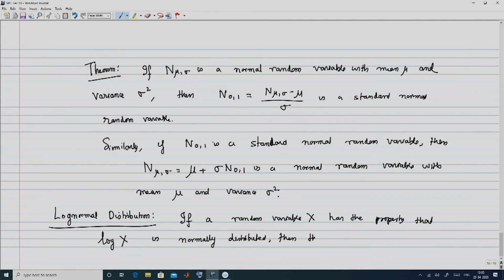then the random variable x is said to have log normal distribution. So, this means that if you have a random variable x and you take the log of the random variable and those values are distributed normally, then the original random variable before you took the log is said to qualify as what is known as a log normal distribution.